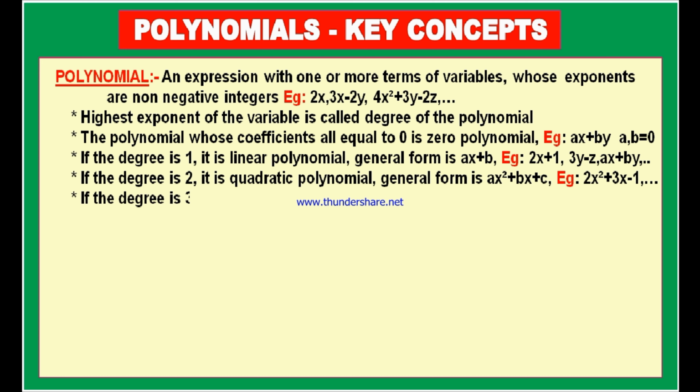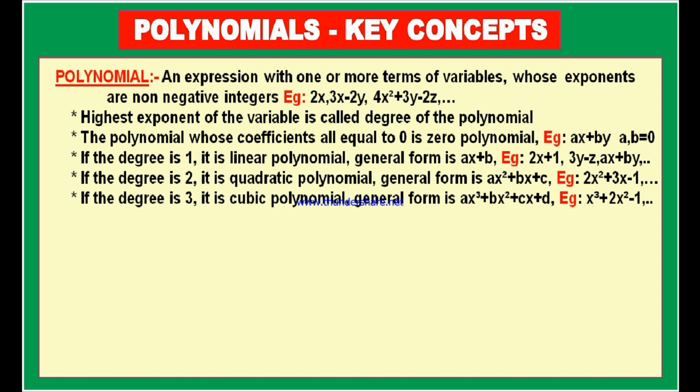Now, if the degree of a polynomial is 3, then it is called a cubic polynomial. The general form of the cubic polynomial in one variable is ax cube plus bx square plus cx plus d. Here, a should not be 0. The condition is a should not be 0.